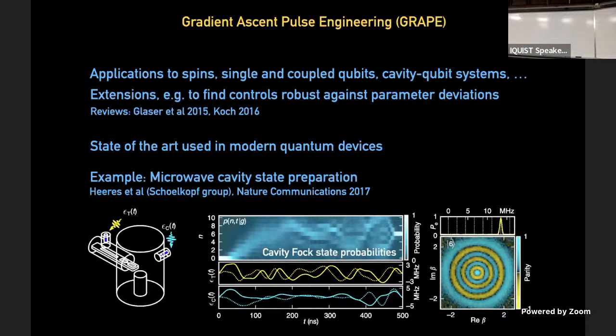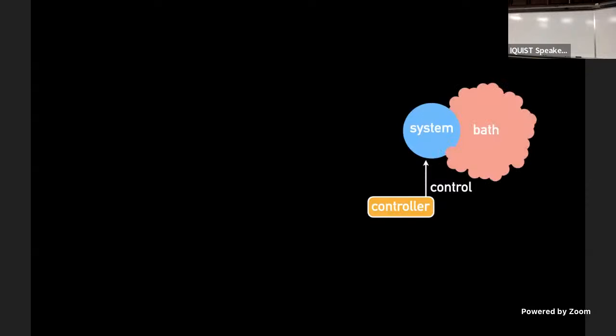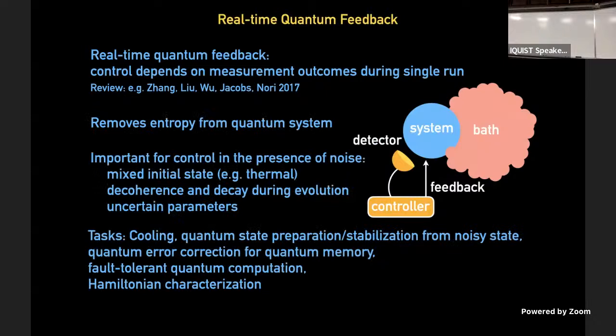Here, for example, a publication from the Schoelkopf team at Yale, trying to prepare a single Fock state, finding the proper pulse sequence for that purpose. Okay. So now that is, say, a controller sending this pulse to the quantum system. However, sometimes the quantum system experiences some noise and decoherence. One way to fight against this is to bring in feedback. So occasionally to measure the quantum system, just as I explained also for the quantum error correction, allows you to fight against noise introduced by the bath. And so that is important for tasks like the presence of noise or quantum error correction.